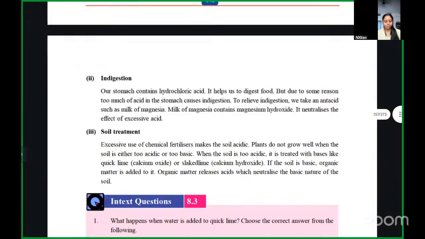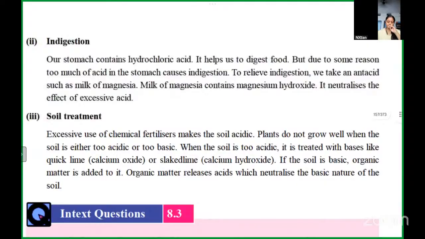Next example is indigestion. You know that our stomach produces hydrochloric acid, which helps in breaking down and digestion of food. Now, due to some reason, too much acid is produced in our stomach. Too much of this hydrochloric acid causes acidity or indigestion in our stomach.